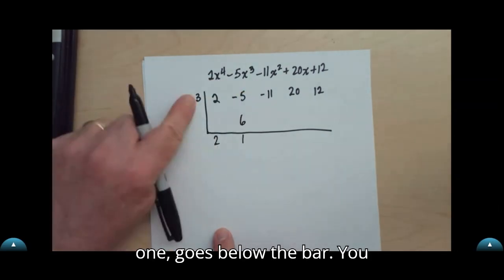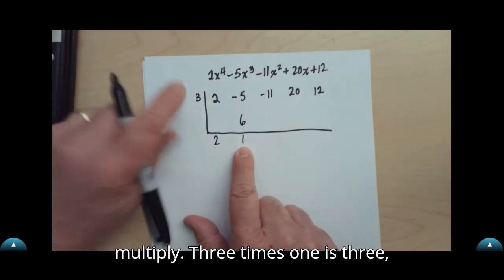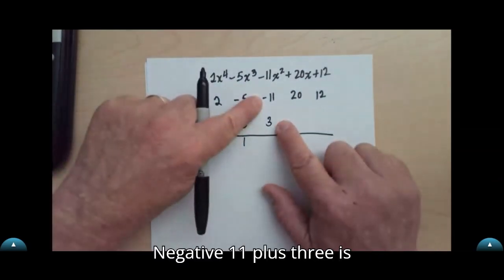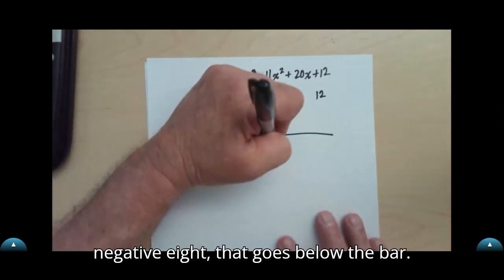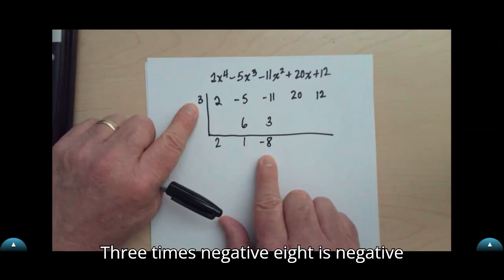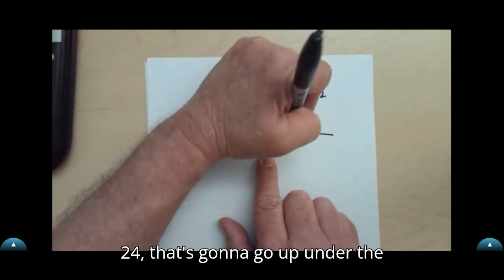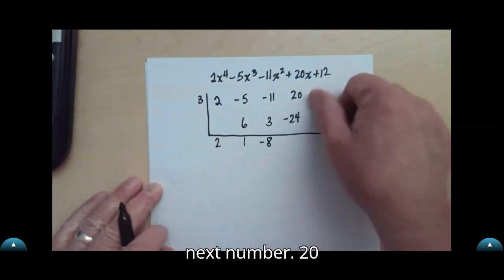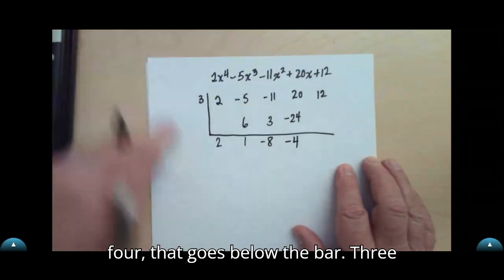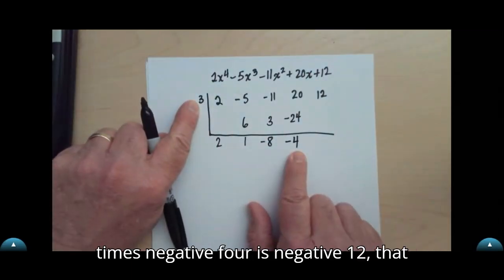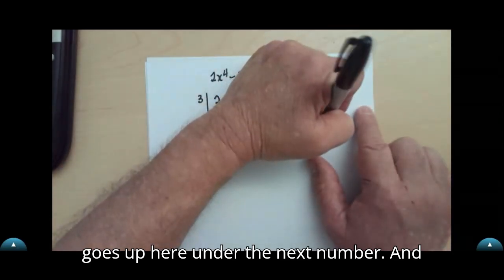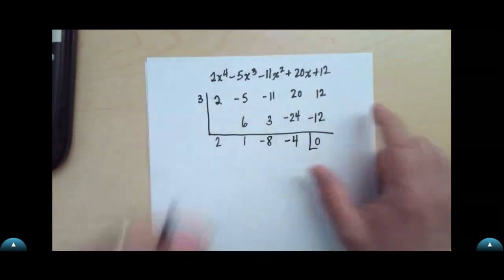Goes below the bar. You multiply. 3 times 1 is 3. That goes under the negative 11. Negative 11 plus 3 is negative 8. That goes below the bar. 3 times negative 8 is negative 24. That's going to go up under the next number. 20 minus 24 is negative 4. That goes below the bar. 3 times negative 4 is negative 12. That goes up here under the next number. And 12 minus 12 is 0.